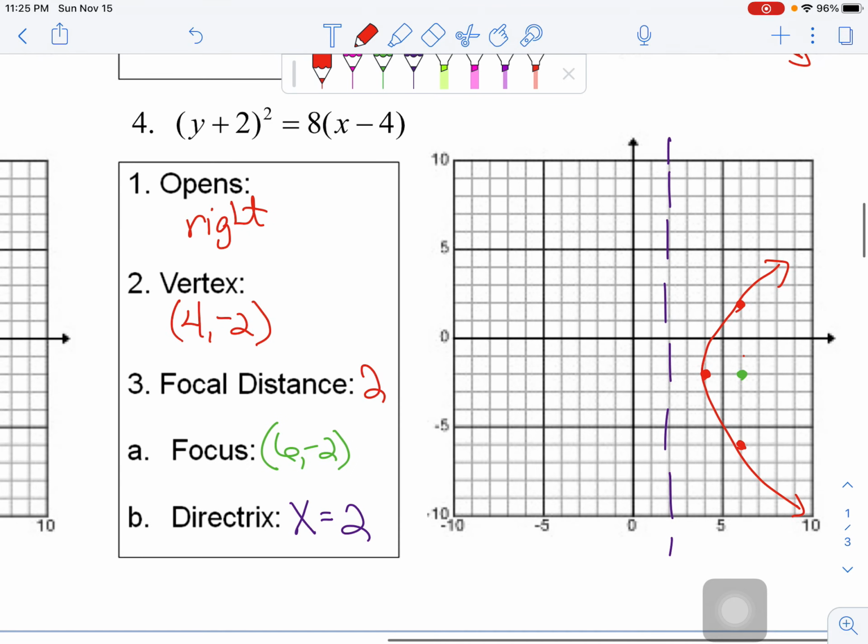All right. So in this case, we did a lot of problems where it was opening to the left or right, I think mostly because we haven't seen those in the past very often.